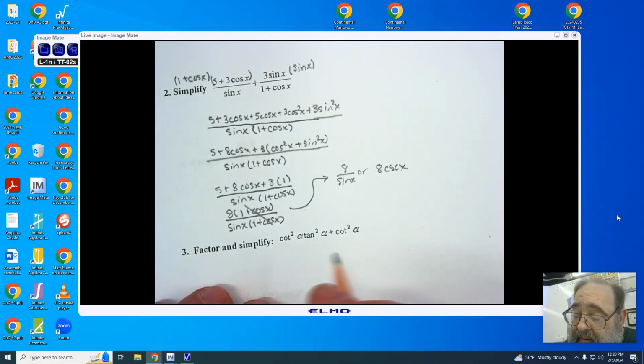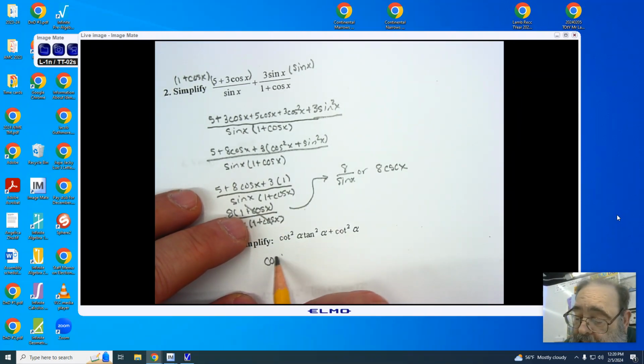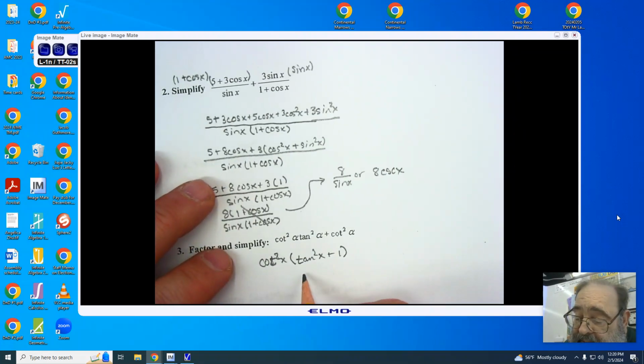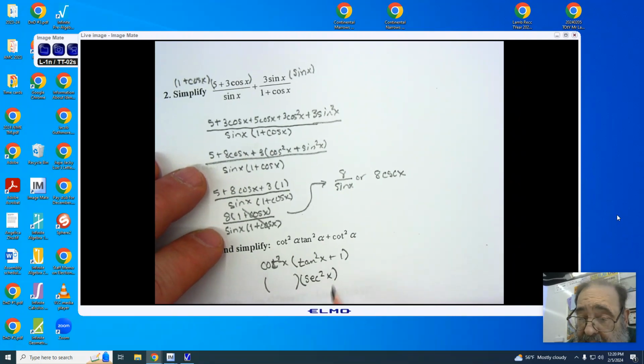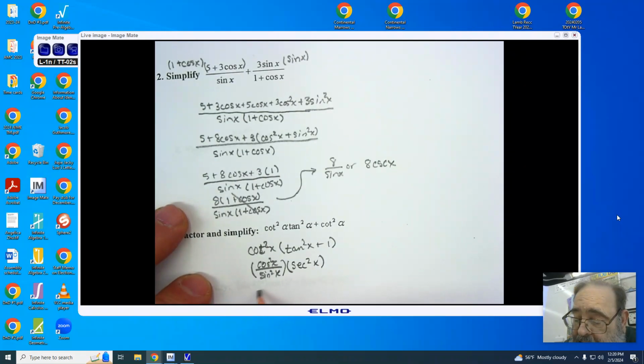Number 3 is asking me to factor and simplify, so I can see that the cotangent of x is the GCF. So I have cotangent squared of x as the GCF, leaving me with tangent squared of x plus 1. Now we know that this is the secant squared of x. And the cotangent squared of x can be, using the ratio identity, cosine squared of x over sine squared of x. And I know that secant squared of x is 1 over cosine squared of x.